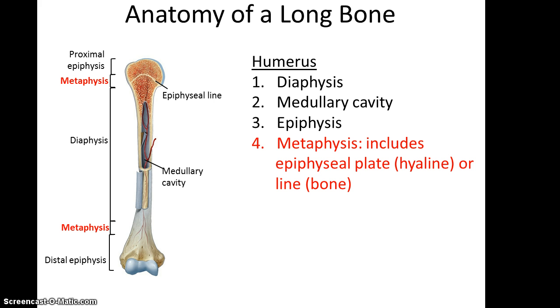The metaphysis is basically in between the diaphysis and the epiphysis, and it includes the epiphyseal plate, which can be composed of hyaline cartilage if that person's long bones are still growing, say in a child, or it'll be a line of compact bone tissue if it's in an adult whose long bones are no longer growing.